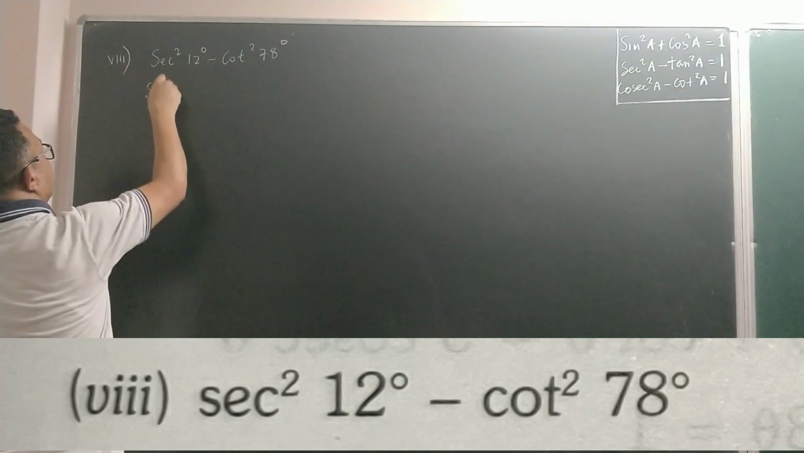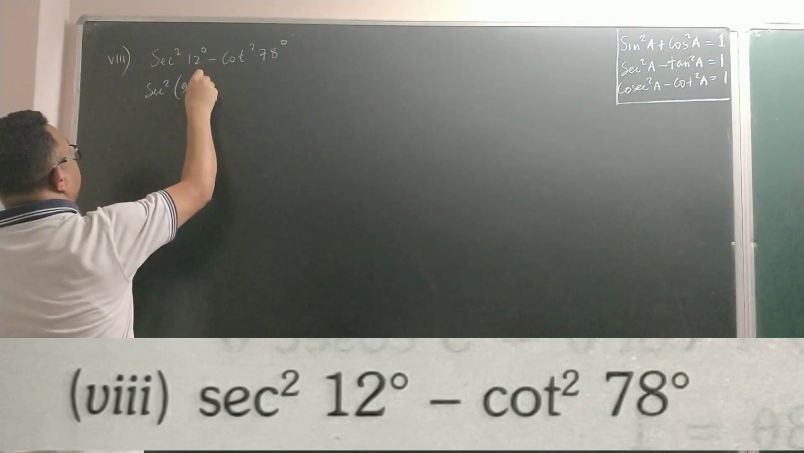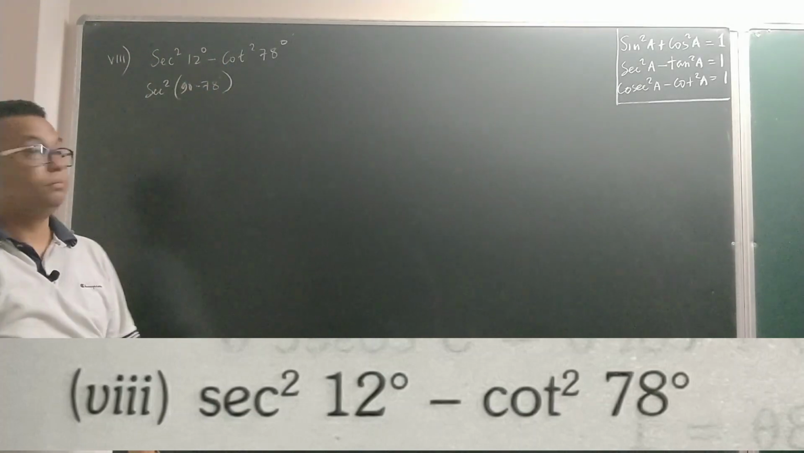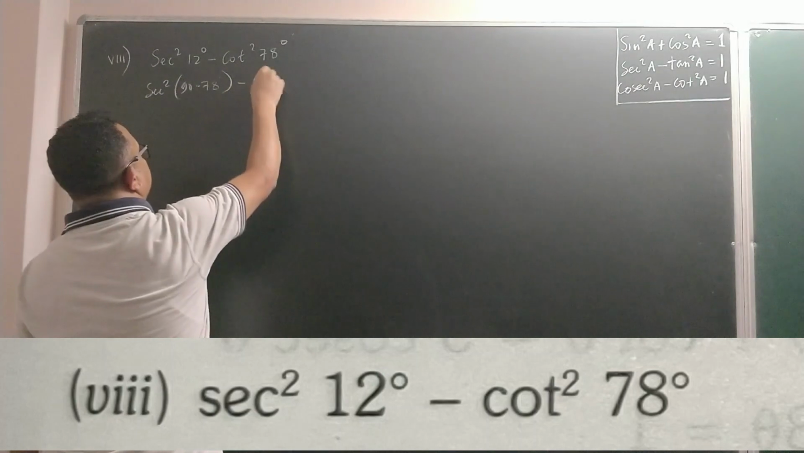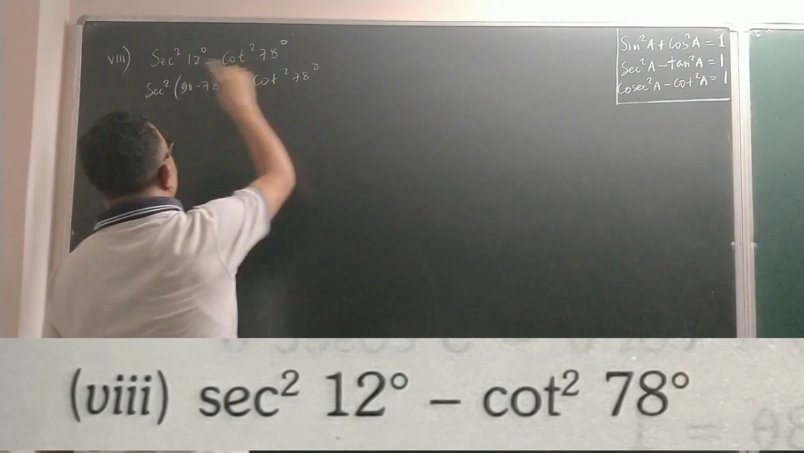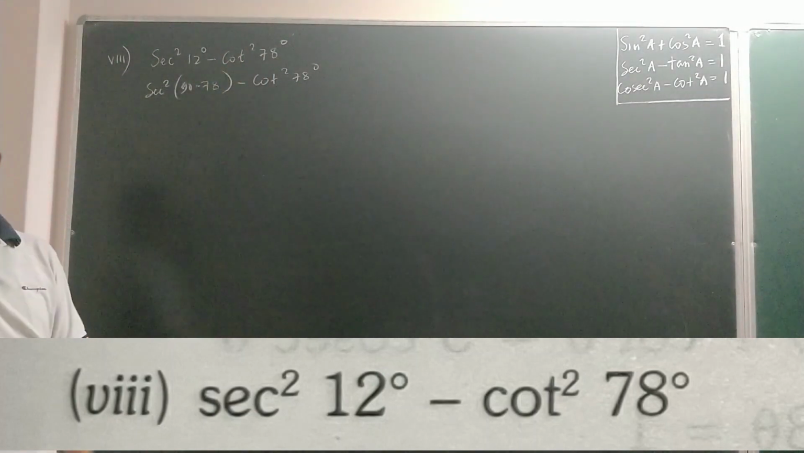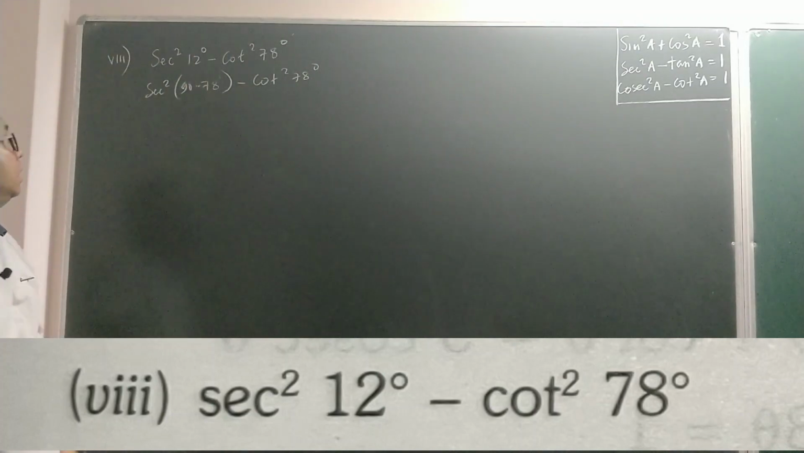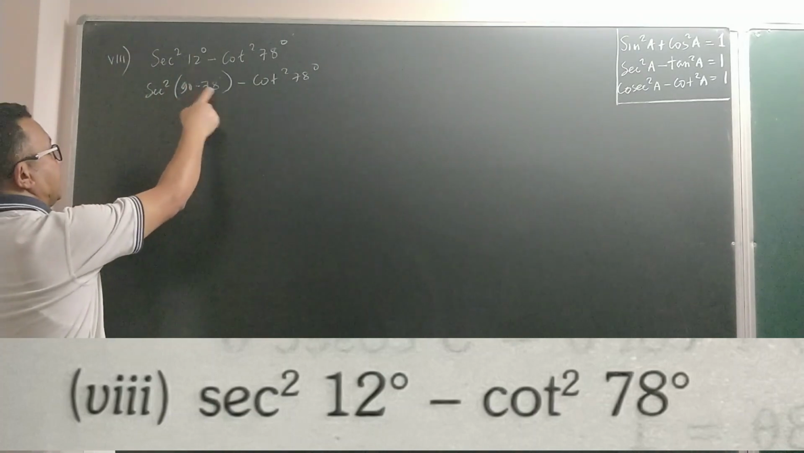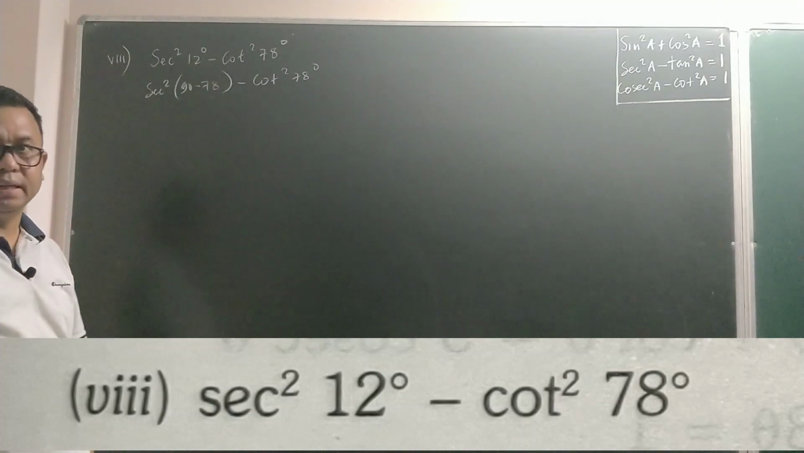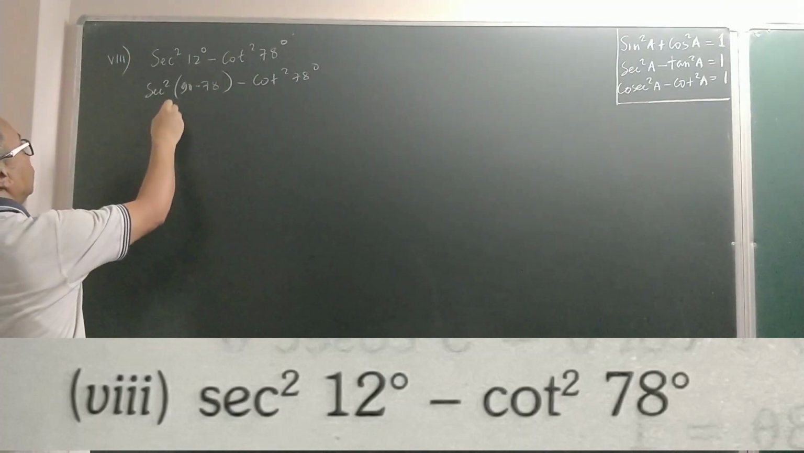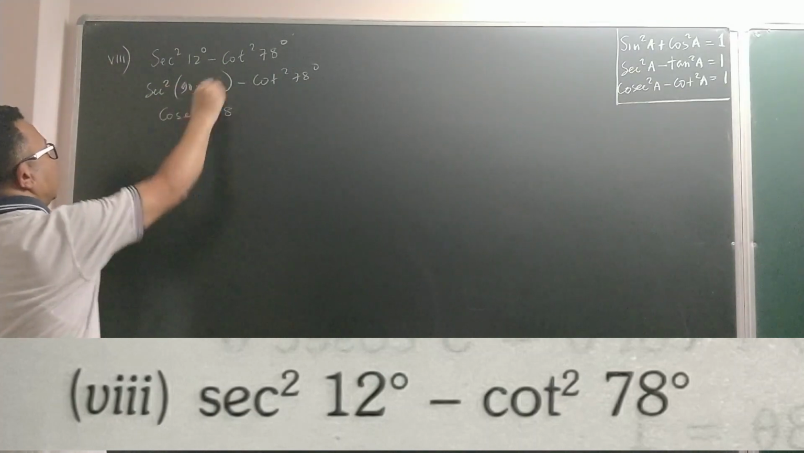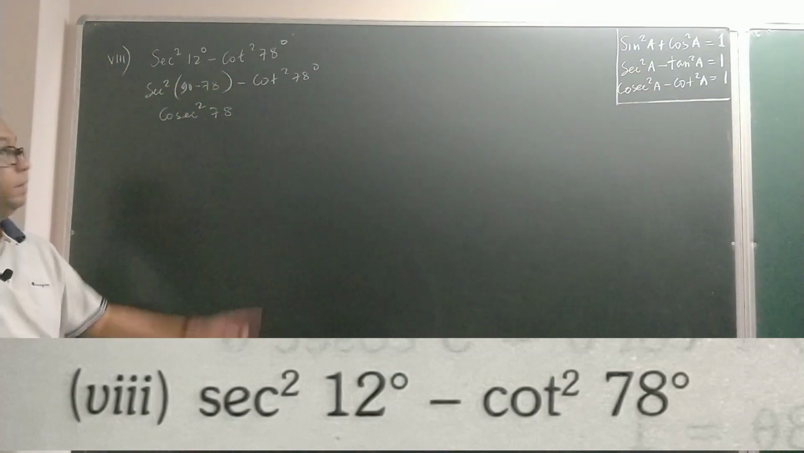Sec square 12, I'll write 90 minus 78, because 90 minus 78 is 12. Minus, don't change the second one. We are going to change only one as always. I have changed the first one, so don't change the second one. Then sec 90 minus theta, as you know in the formula, is cosec 78. But since there is a square here, it is cosec square 78.